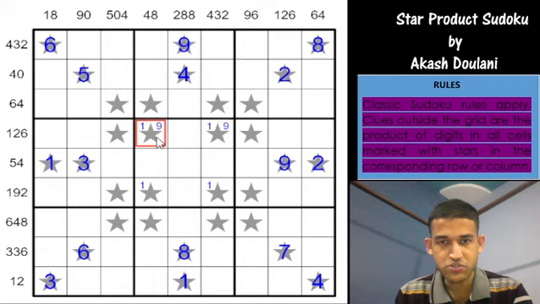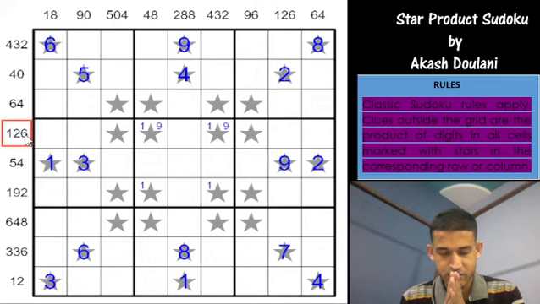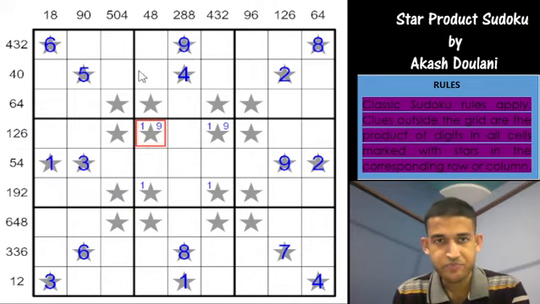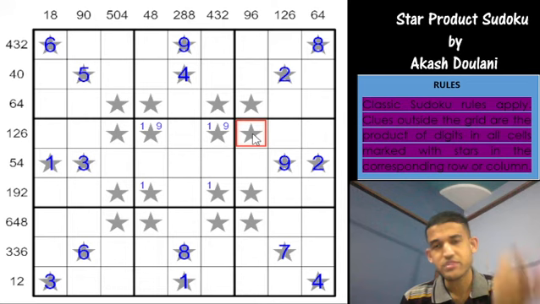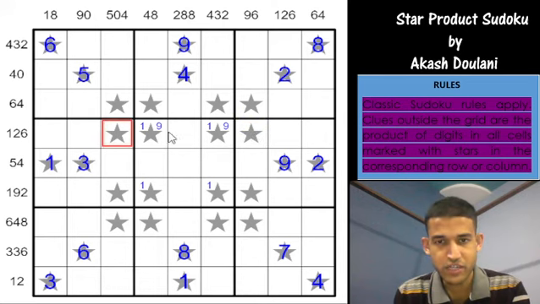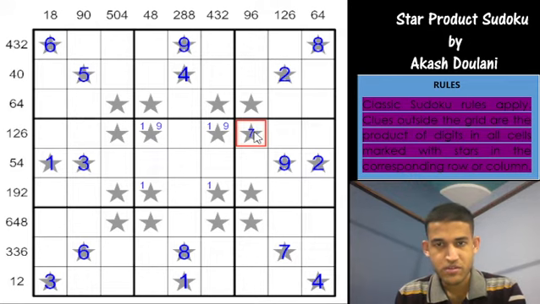So 9 goes into these two cells, which means 126 divided by 9. How much is that? 14. Okay. And how do you factorize 14? There is only one possible way, 2 multiplied by 7. So obviously we know that 2, 7 and 9 are going into these stars. And we need one more digit, which has to be a 1. So these 4 cells are 1, 2, 7 and 9. Nice. So this would be 1 and 7. This is 1279. This is 1279. This is 279.